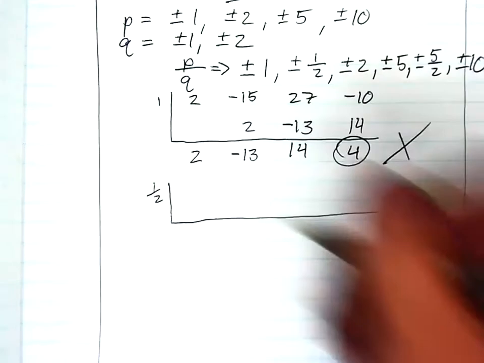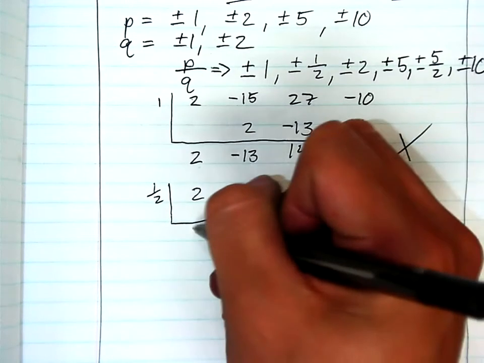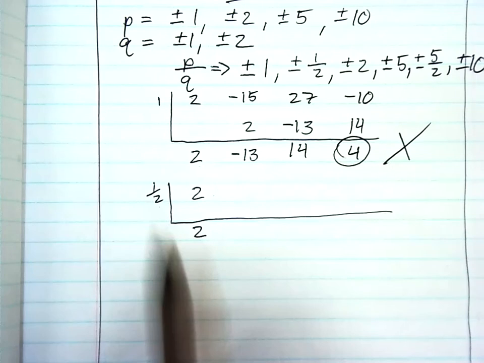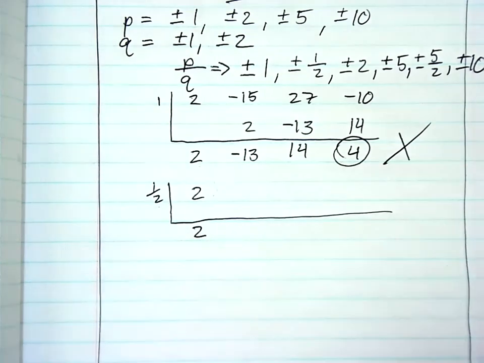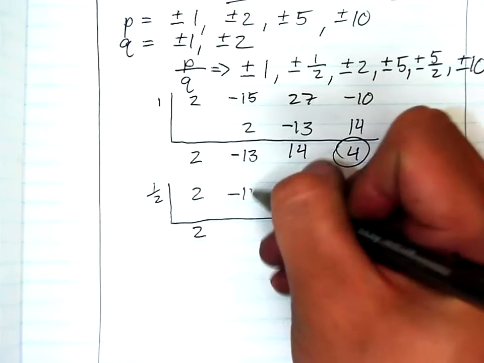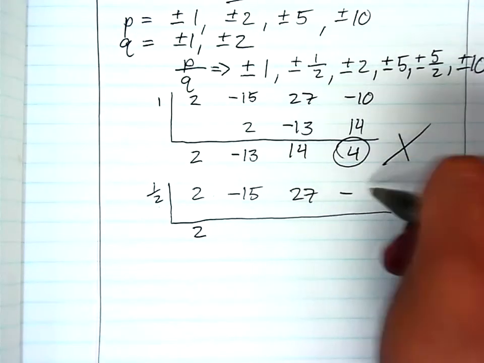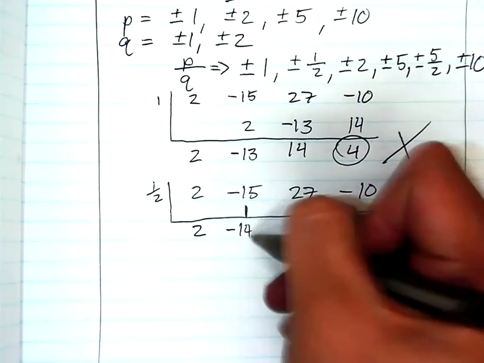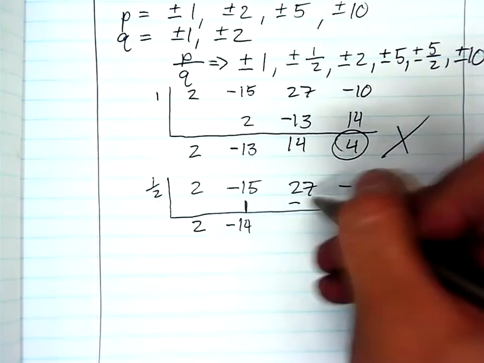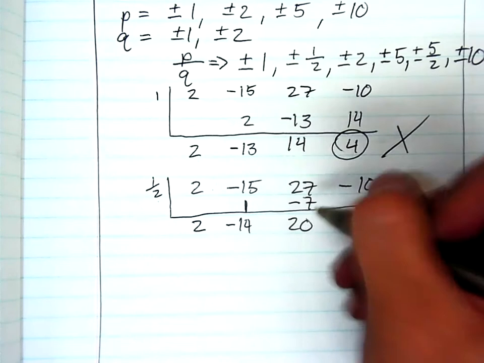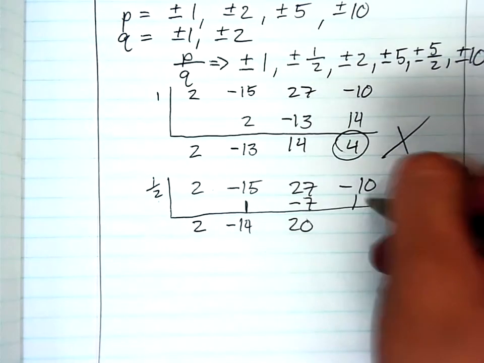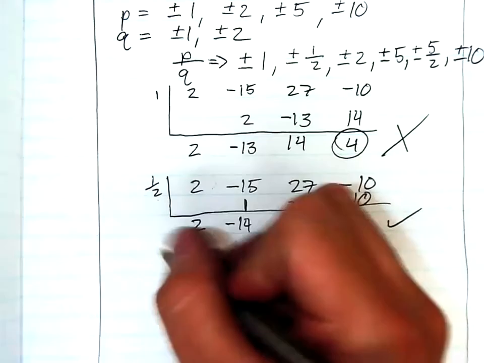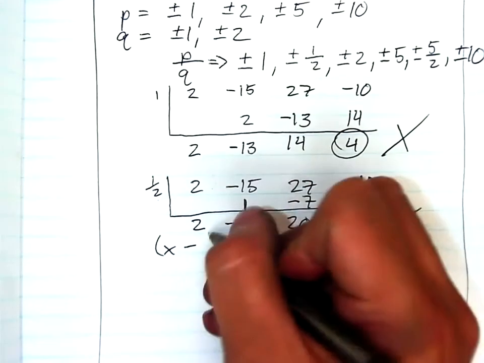I'm going to go out on a limb and test out 1/2. The reason I start with 1/2 is because I see that 2 right there and I'm thinking, I can cut it down into a 1 or something. So let's rewrite everything. 2, negative 15, 27, and negative 10. Multiply 1/2 and 2, I get 1. That gives me negative 14. Half times negative 14 will get me negative 7. 20. Half and 20, 10. Thank goodness it works.